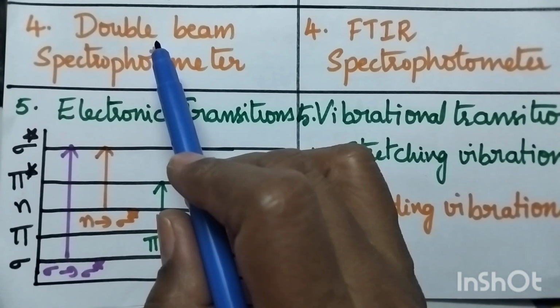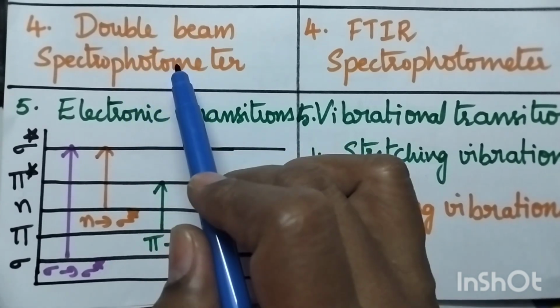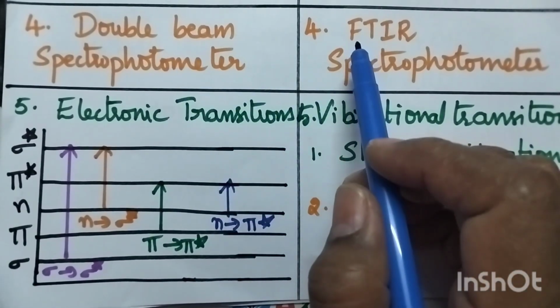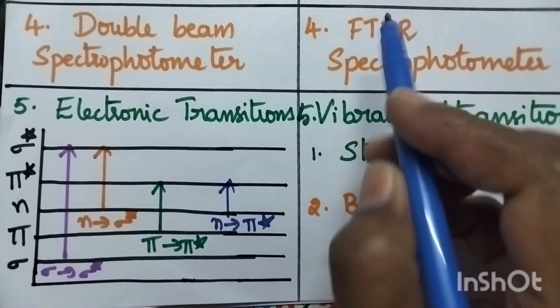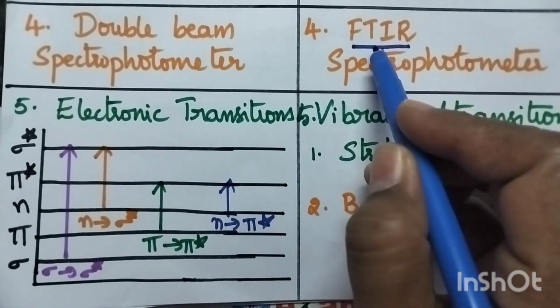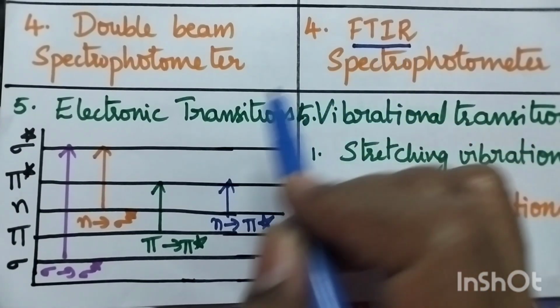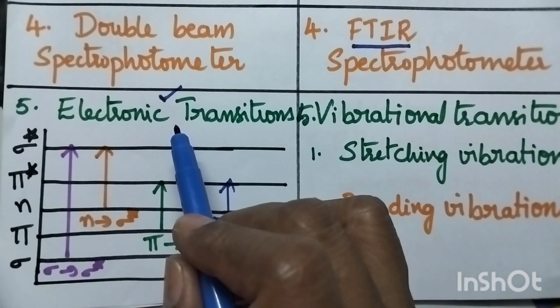Generally, UV spectra is drawn by using double beam spectrophotometer, whereas IR spectra is drawn by using FTIR spectrophotometer. FTIR means Fourier transform infrared spectrophotometer. Usually electronic transitions takes place in the UV region.